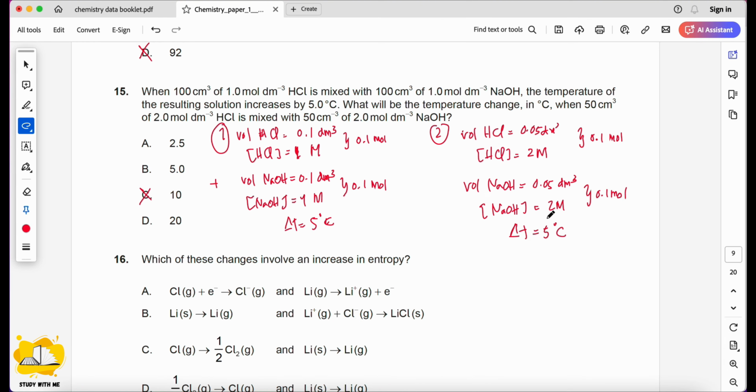it will produce more free ions compared to the first scenario. So that's why maybe the mark scheme is 10, so double the concentration, the temperature difference will also be double, which is 10.